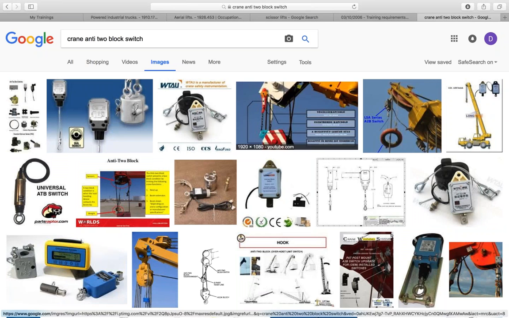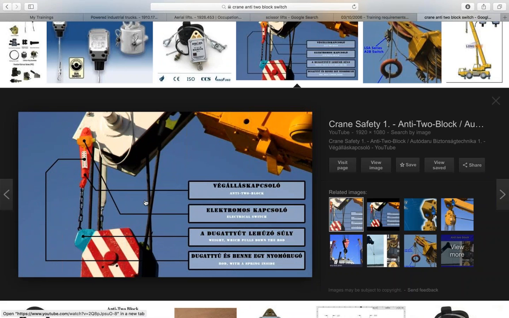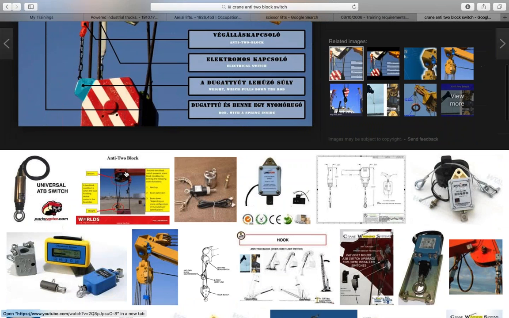Okay, anti-two block. Here you go, folks. Just so you see, this is for anybody who's not familiar. What we're looking at here is the lower block, right? Here's the upper block, and this is basically an anti-two block right here. What this anti-two block is doing is, if it comes up and hits here, it's basically telling it to stop, and it will not allow the block to continue to go up, because what it may do is pop the cable, or it may damage the blocks as well. Okay, so that's an anti-two block.